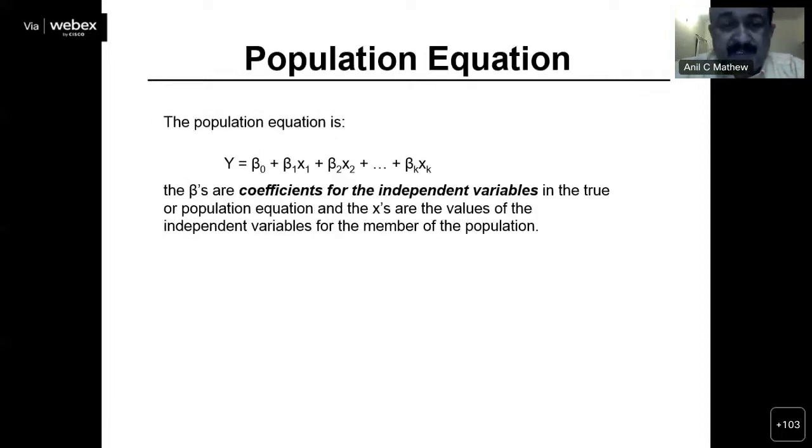So the population equation is y is equal to beta naught plus beta 1 x1 plus beta 2 x2 plus ... plus beta k xk, where the betas are the coefficients for the independent variables in the true or population equation, and the x's are the values of the independent variables for the member of the population.